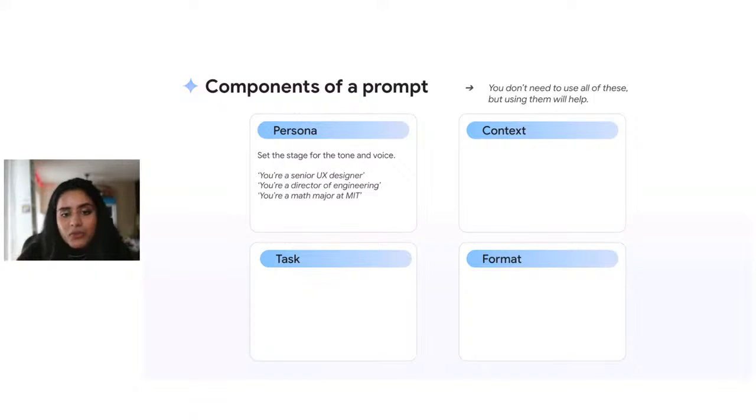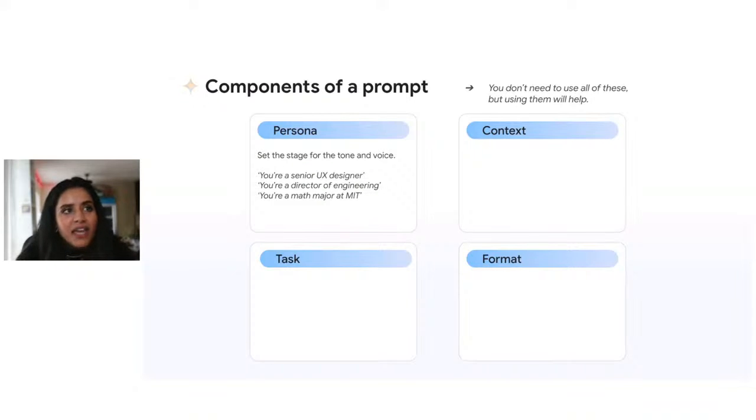In the case of the world renowned cake decorator, the persona could look like: you are a world renowned cake decorator. Your customers include families, newlyweds, and children. So it really helps set the tone for the prompt.